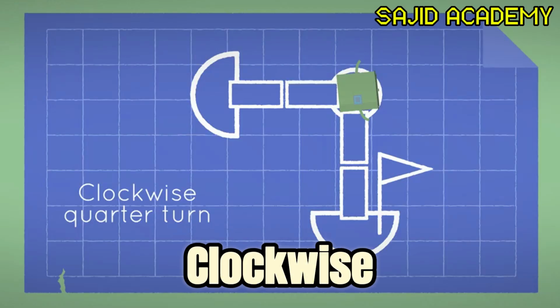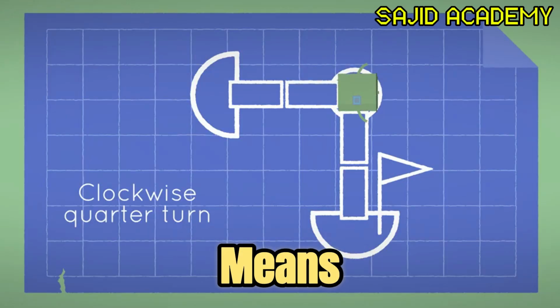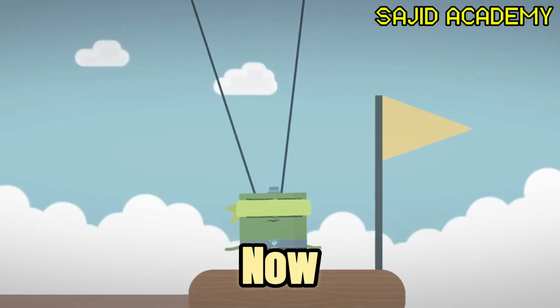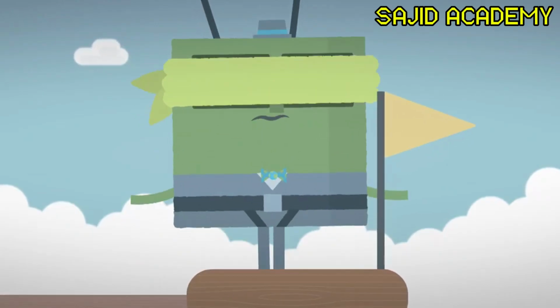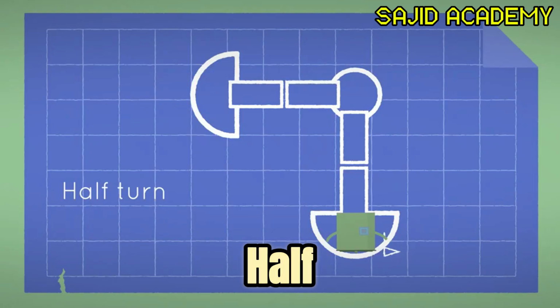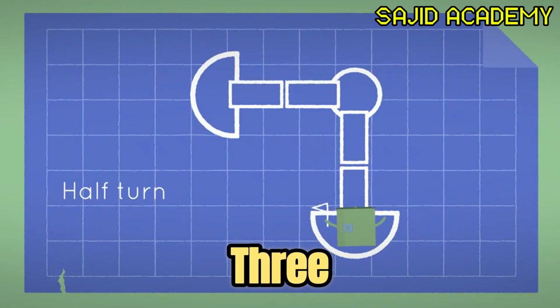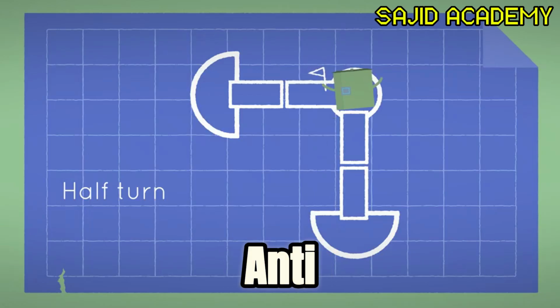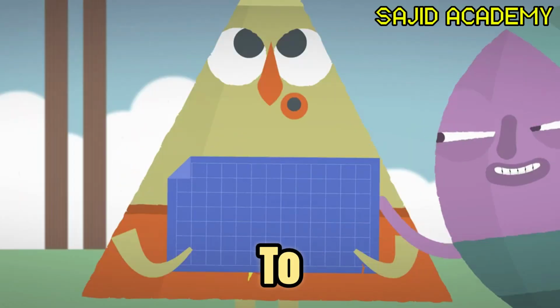Now you need to do a clockwise quarter turn. This means you must turn in the direction that the hands of a clock turn in. Now 3 steps forward. Right, grab the flag and do a half turn. Now take 3 steps to reach the midpoint. Yes, so that's 1 more anti-clockwise quarter turn to go.